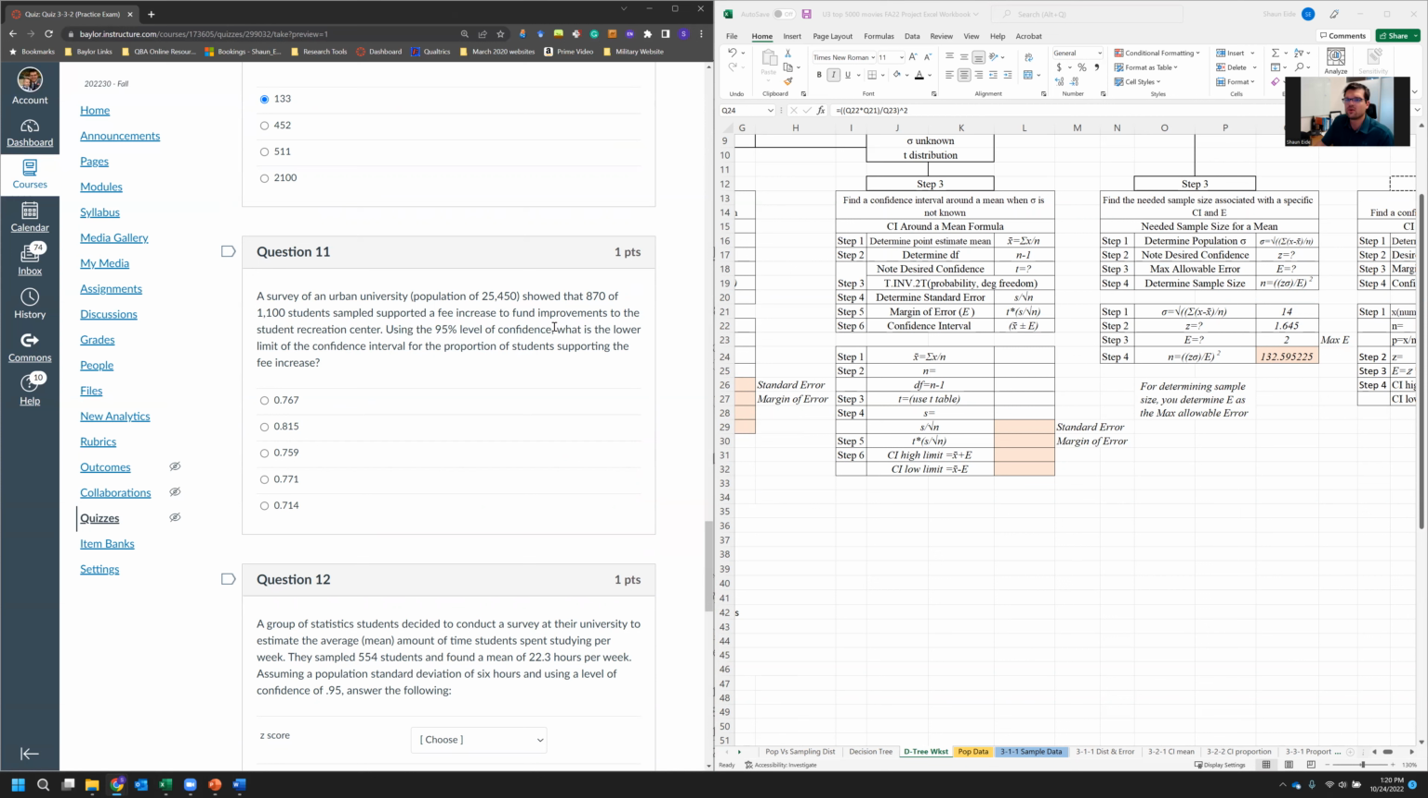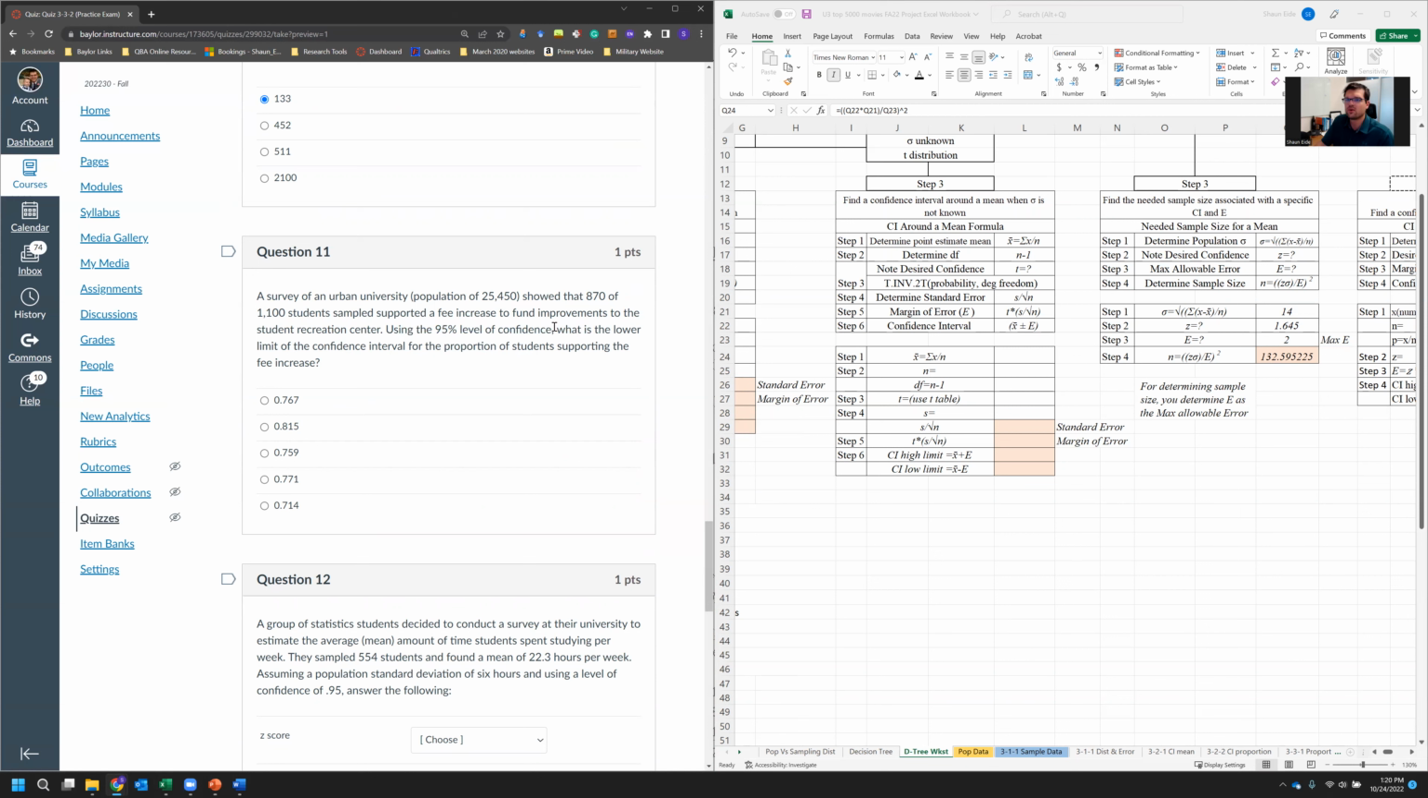Okay, so we're looking for a confidence interval, or margin of error. So the number of successes is going to be 870. The sample size is going to be 1,100. The proportion is going to equal 870 divided by 1,100. Okay, the z-score right here, we've got a 95% level of confidence, so it's going to be 1.96. Okay, and then the margin of error is going to equal the z-score multiplied by the square root of the proportion multiplied by 1 minus the proportion.